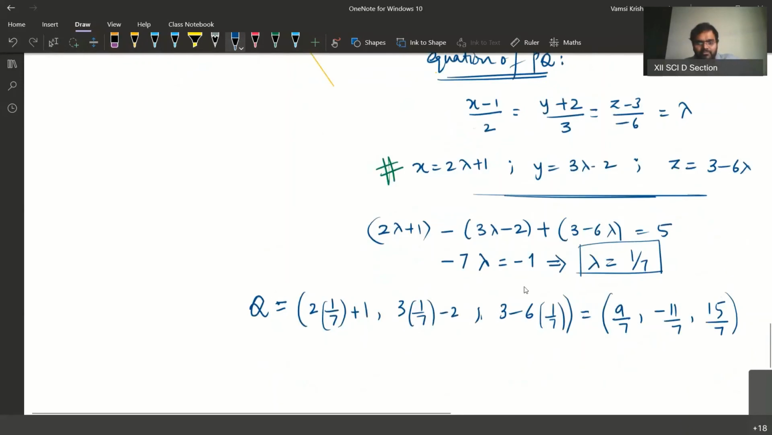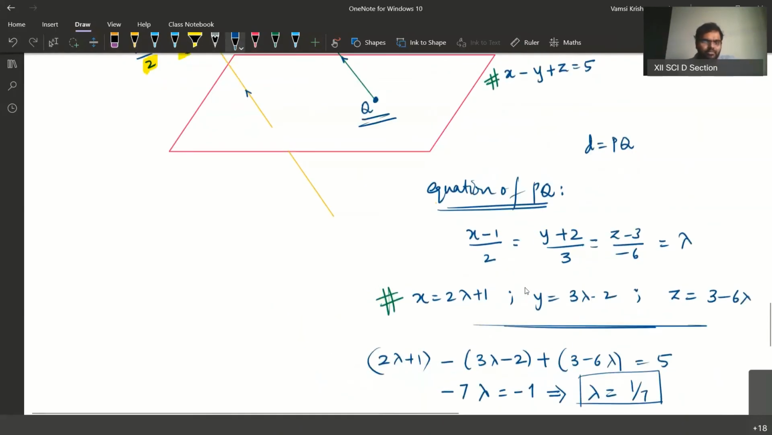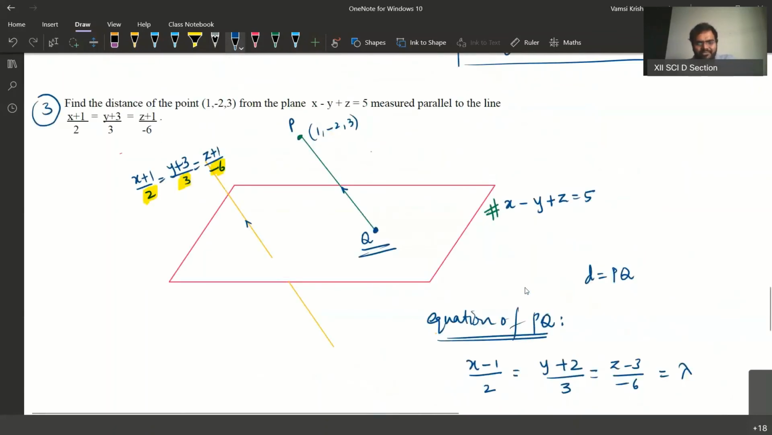Find the distance PQ. All right. So 9 by 7, minus 11 by 7, 15 by 7 is the coordinate of Q. Once you know the coordinate of Q, find out the distance. That's the problem. So here, what is the crux of this problem? The crux of this problem is find out the equation PQ. Once you find out the equation of PQ, find out the general point and ensure that this general point is on the plane, get the value of lambda, get the coordinate, and find out the distance. This qualifies to be a 5 marker.